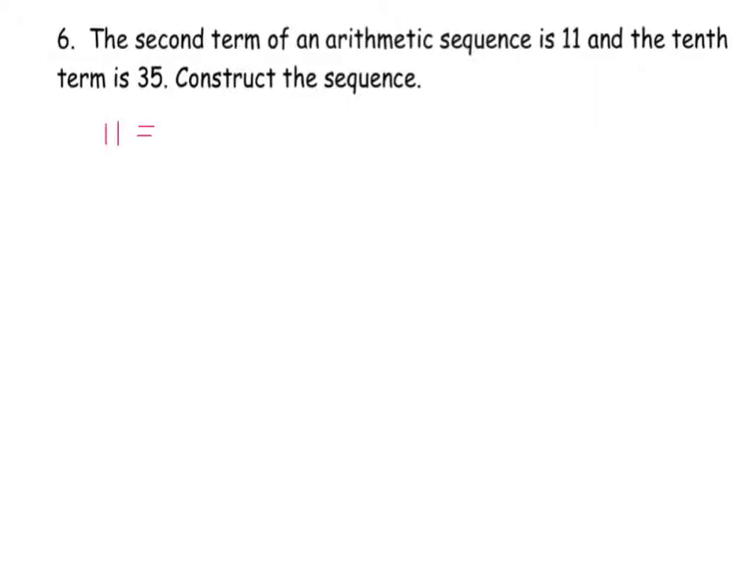So 11 will equal, I don't know what the first term is, and I don't know what the common difference is, but I know that this is the value of the second term, so I can say 2 minus 1. So n equals 2 because this is the second term. So I'm going to say 11 equals a1 plus 2 minus 1, which is 1, so a1 plus d.